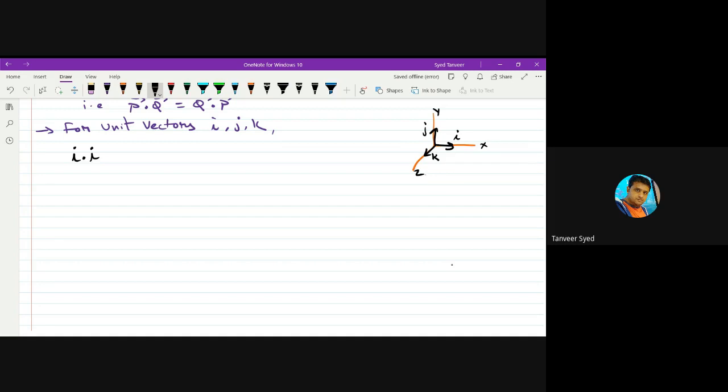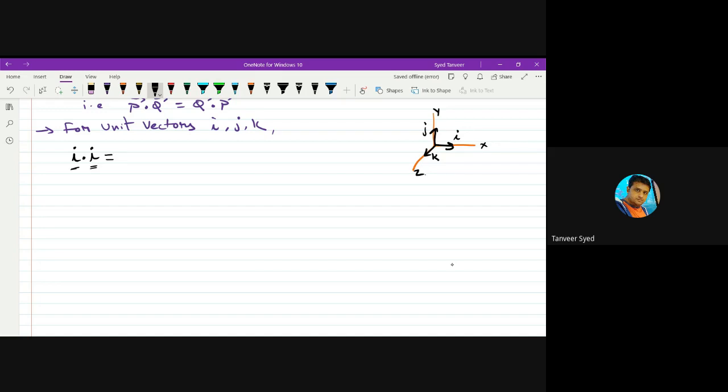Now I want to perform scalar product on these unit vectors. Unit vectors are also vectors. So I am multiplying I with I, I dot I. As per the definition of scalar product, P dot Q is PQ cos theta. In place of P, you have I. In place of Q, also you have I.